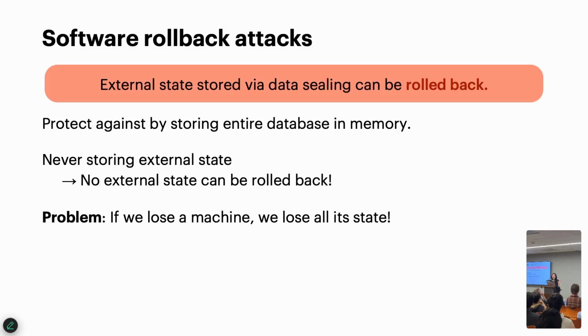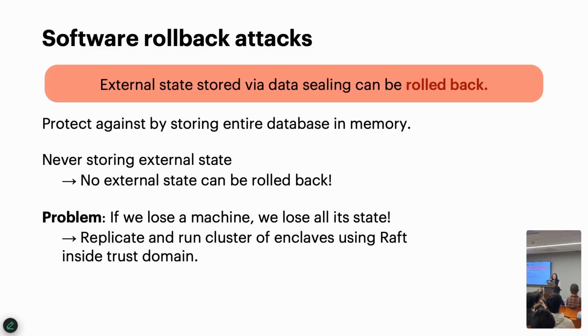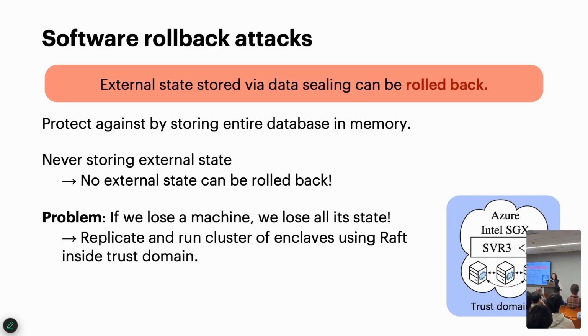Now the problem here is that if one of your machines falls over, you're going to lose all of its state, and that's not great for operating any kind of service. It's not very reliable. So what we do is we replicate across a cluster of enclaves, and we use Raft inside each trust domain. So that's why a trust domain logically looks like one server, but it's actually a Raft cluster. And I say Raft, but vanilla Raft also has problems.